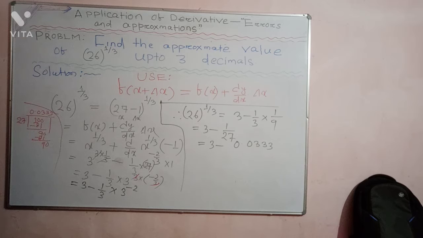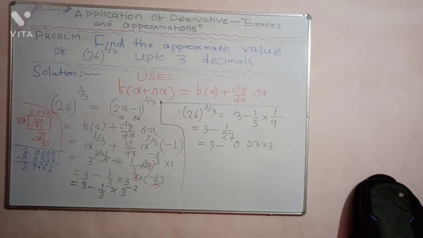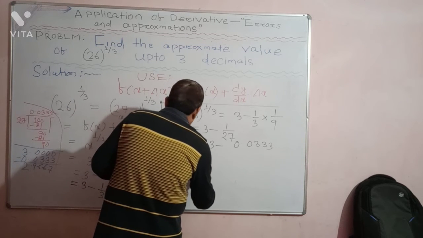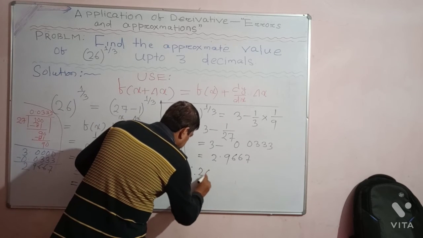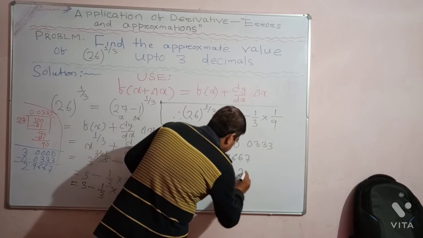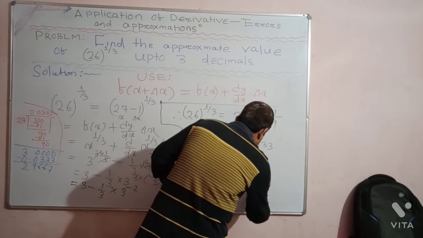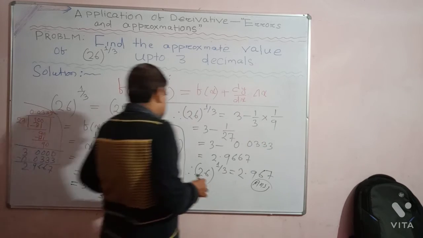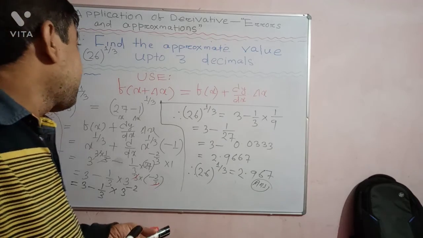Now let us subtract. 3 minus 0.0333: 10 minus 3 is 7, 9 minus 3 is 6, 9, 9, giving 2.9667. So we got the value 2.9667. You see the fourth decimal place is 7, so we add 1 to the previous digit: 6 plus 1 is 7, and it is 2.967. Hence the value of 26 to the power 1/3 is 2.967.